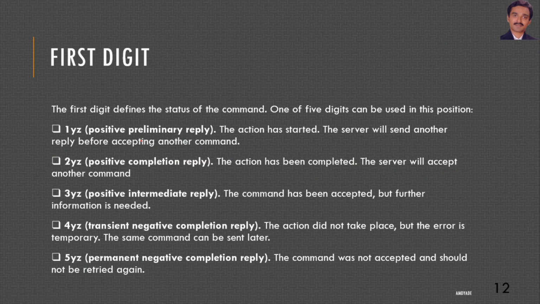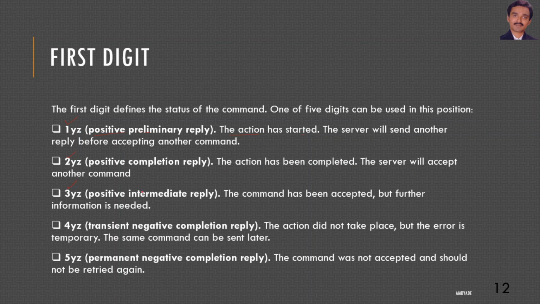The first digit defines the status of the command. One of 5 digits can be used in this position. Like 1, it is a positive preliminary reply. It means the action has started. The server will send another reply before accepting another command. If it is 2, positive completion reply, the action has been completed. The server will accept another command.